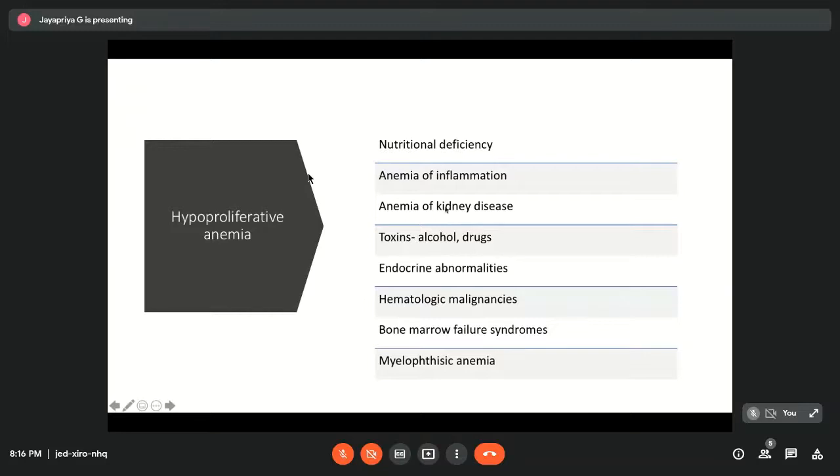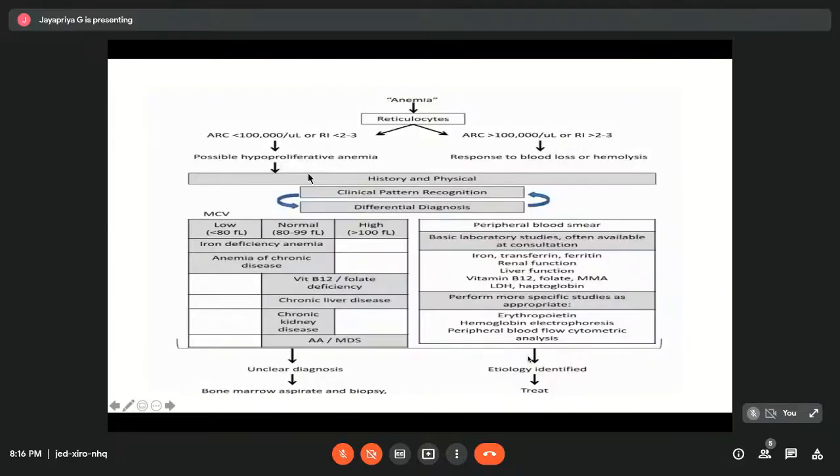So besides anemia of inflammation and kidney disease, various other conditions also cause decreased erythropoiesis. All of these conditions should be kept in the differential diagnosis, and a systematic approach should be followed in coming to a final diagnosis.